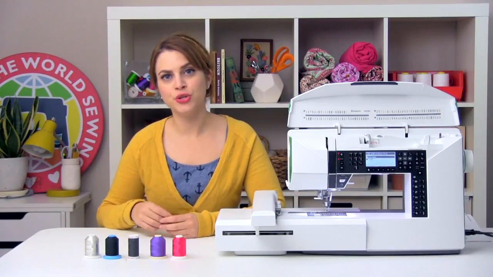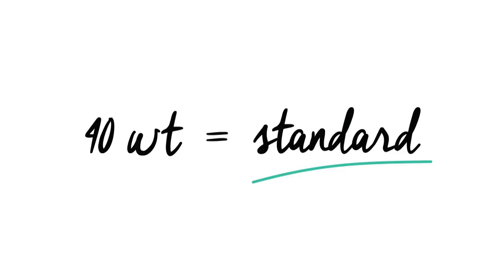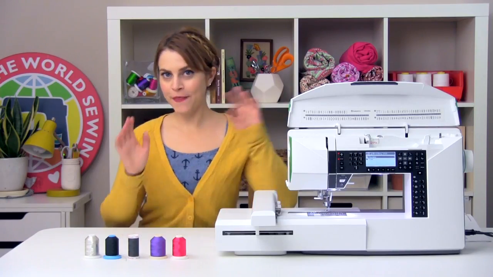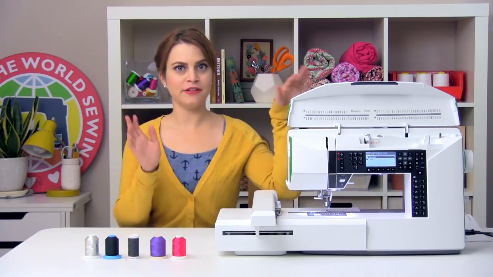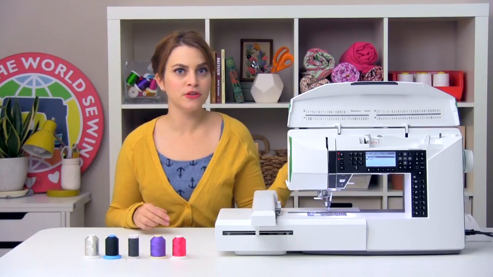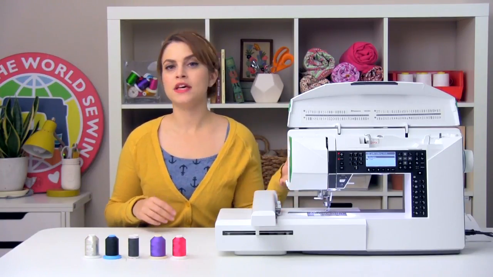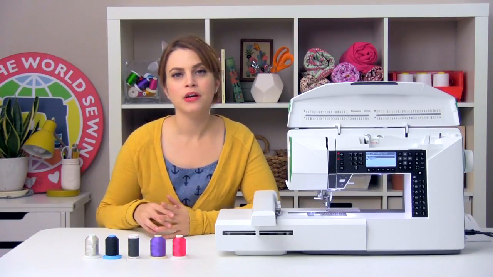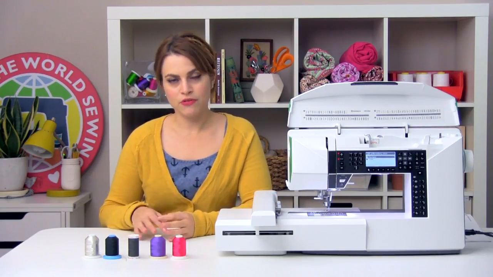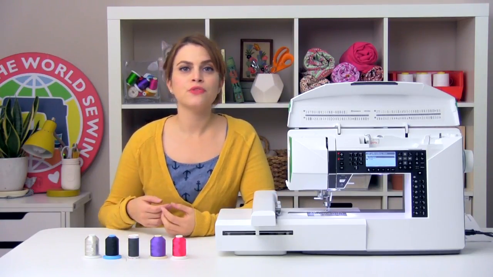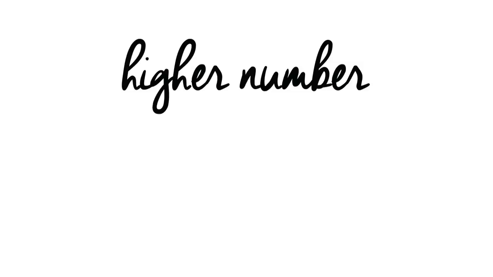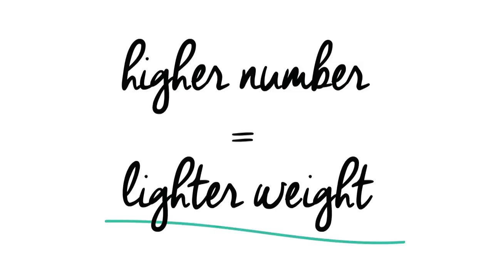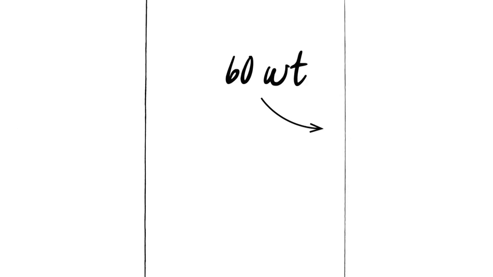Thread weight refers to the thickness of the thread. 40 weight is considered standard in machine embroidery. So this is the weight that the machine and the software, the files, everything assumes you'll be using when it stitches out the design. So all the settings are based off of a 40 weight thread. But you might want to change the weight of your thread depending on what you're doing. If you go higher in number, then you're actually going to get a lighter weight thread. So for instance, a 60 weight thread is going to be lighter weight than a 40 weight thread.